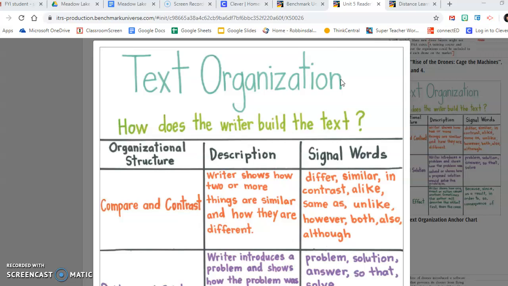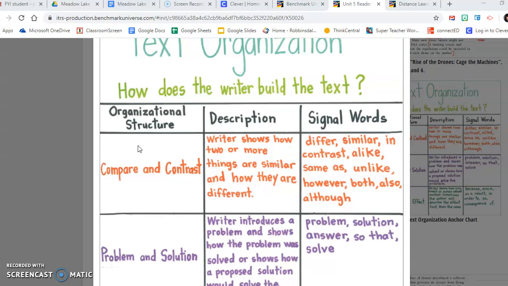Today's lesson for Benchmark is going to be about another text structure, which we can call text organization. It's how the writer builds the text and decides where to put things and what kind of information to include. So we call those text structures. Now over here we have our different kinds of text structures or organizational structures that we've looked at so far.